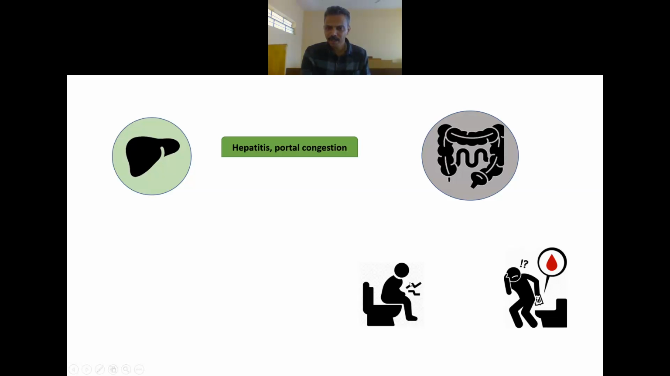And from the icon here, you see two things happening in Nux Vomica. Many things can happen. There can be diarrhea, there can be dysentery, but I am concentrating on two areas here. One is constipation, and the other is hemorrhoids, or what we commonly call piles. Okay, so this is with the GIT.